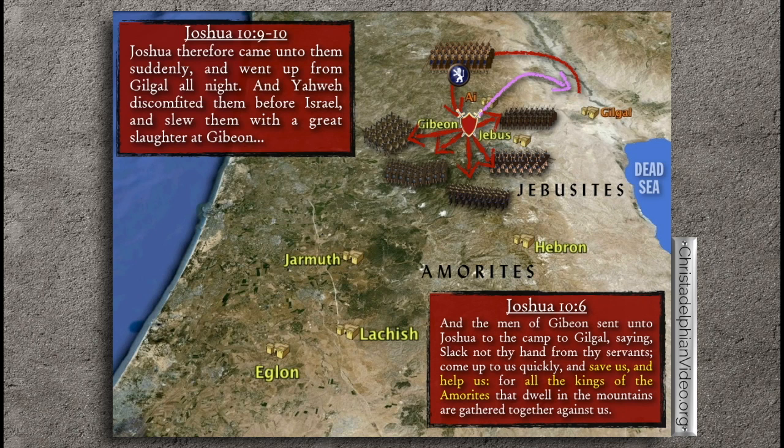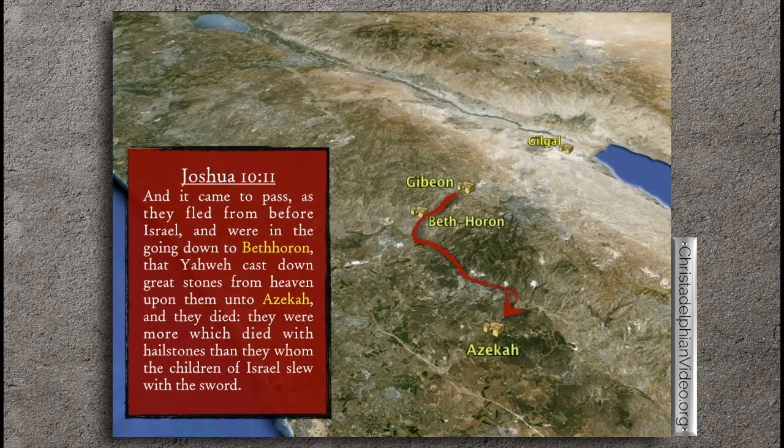Because what we find out is that whoever's left, they flee. Verse 11, it came to pass as they fled from before Israel and were in the going down to Beth Horon, that Yahweh cast down great stones from heaven upon them unto Azekah, and they died. In fact, they that died with the hailstones were more than those whom the children of Israel slew with the sword. And quite often that's the way it is, that God is much stronger than we are and fights the battles for us. And he does a much more effective job. And here it is. He throws down hailstones from heaven onto them and destroys them as they run from Gibeon through Beth Horon down to this place of Azekah.